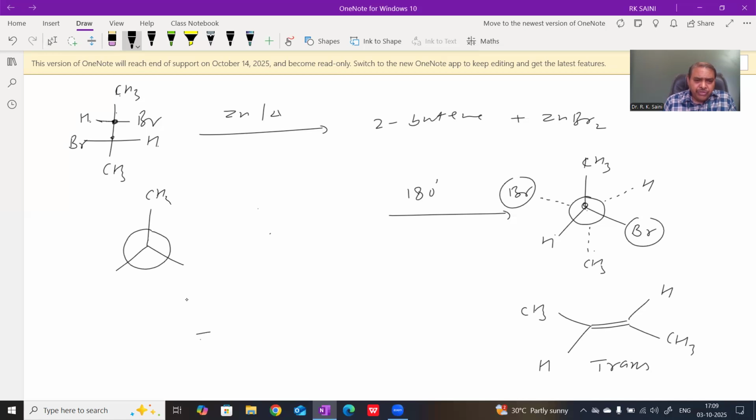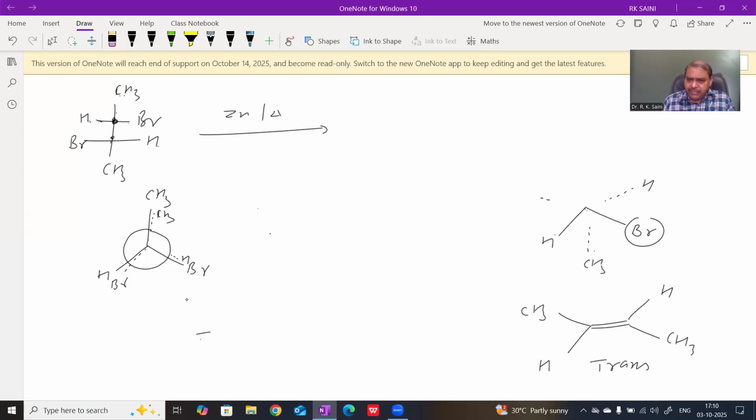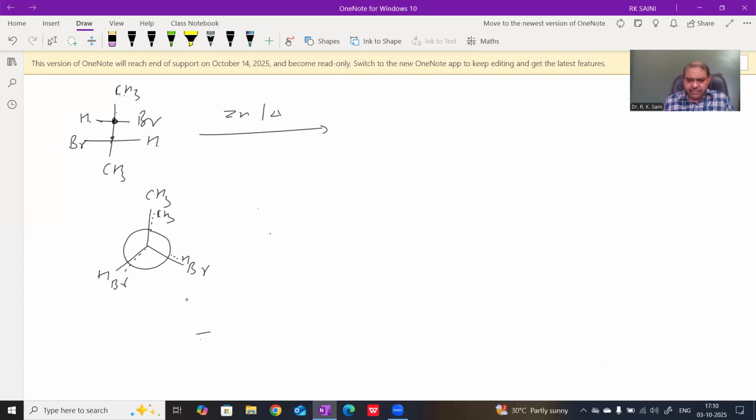In the eclipsed form, the front carbon contains methyl, hydrogen and bromine, and the back carbon contains bromine, hydrogen and methyl, all in eclipsed form. Now, the molecule rotates in such a way that both eliminating groups are just opposite, or anti-position, to each other, and then we eliminate these. Therefore, the molecule rotates.